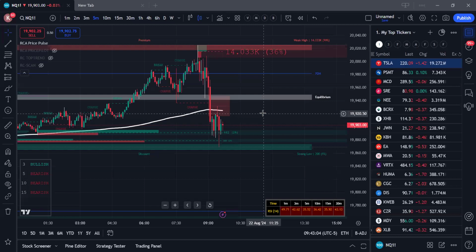But you have to wait for proper entry criteria, a proper setup, before you take the trade.